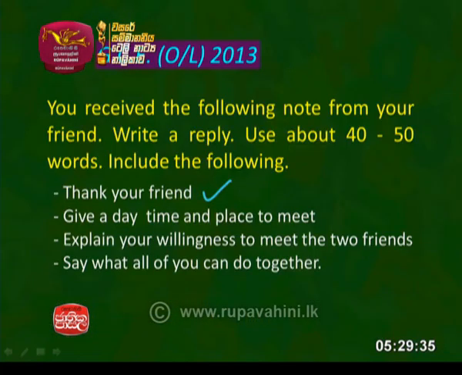Give a day, time and place. Explain your willingness to meet the two friends. කැමැත්ත ප්‍රකාශ කරන්න ඕනේ. Say what all of you can do together. දෙන්නටම එකට කරන්න පුළුවන් දේවල්. මේ ටික තිබුණොත් තමයි content කියලා කියන්නේ. මේ ටික ඔක්කොටම තමයි අර content වලට ලැබෙන ලකුණු දෙක ලැබෙන්නේ Mr. Terrence. මතක තියාගන්න. හරි. මම ලස්සනටම ඒක කරා. Yes, thank you.